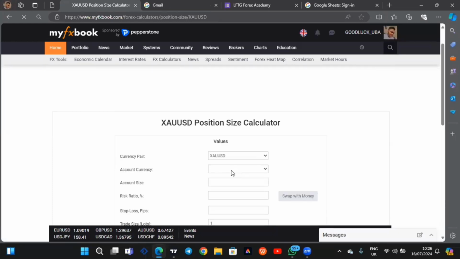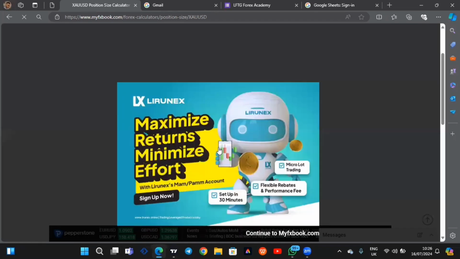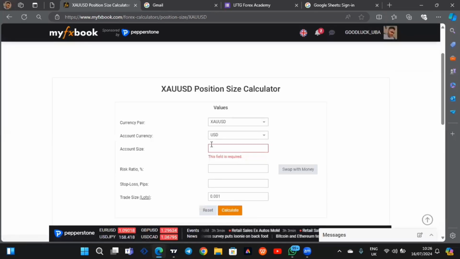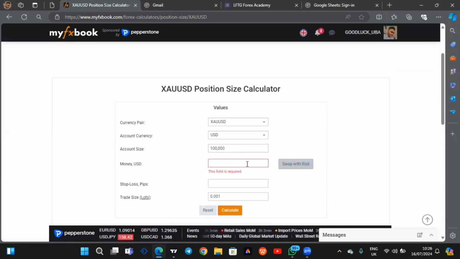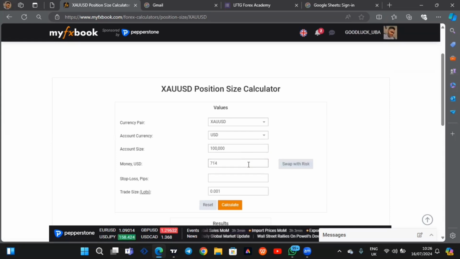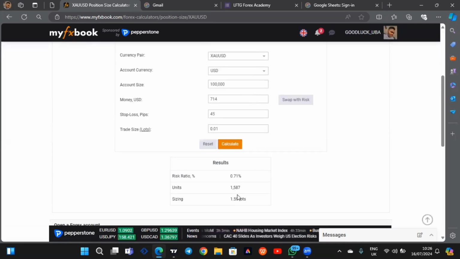So I'm trading XAUUSD. My account size is 100K, and I'm risking 714 USD. Then my stop loss is how many pips? Let's see, 45. Then calculate. So the calculator said I should use 1.59 lots.